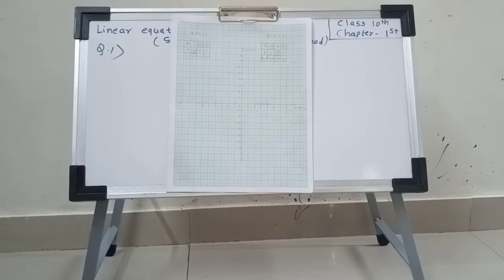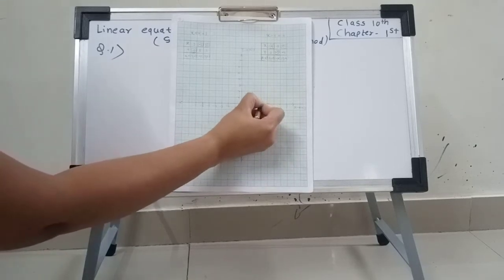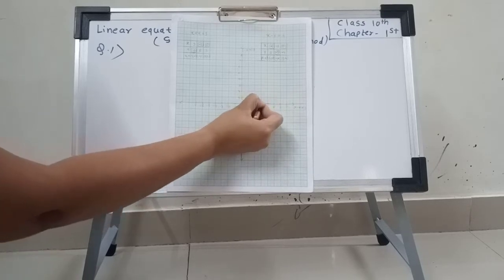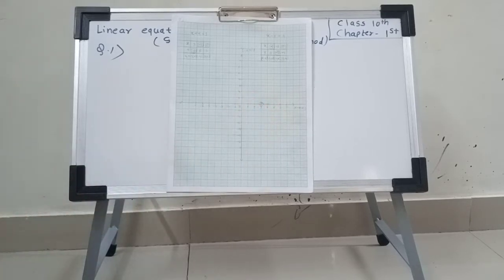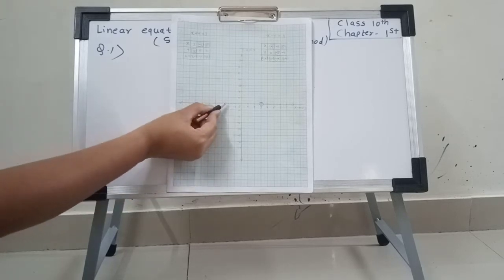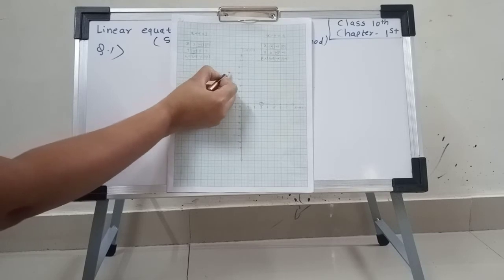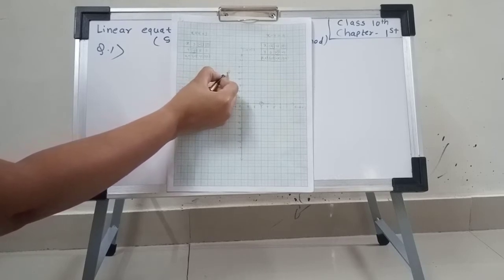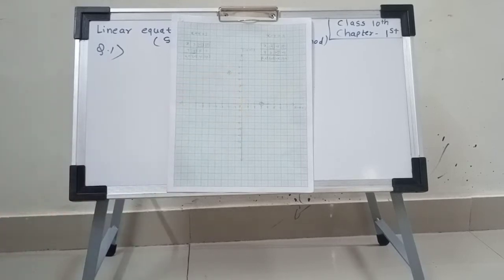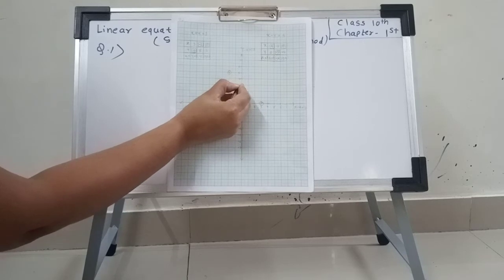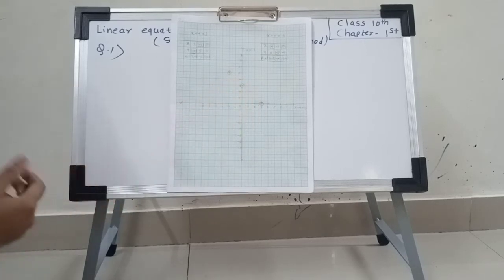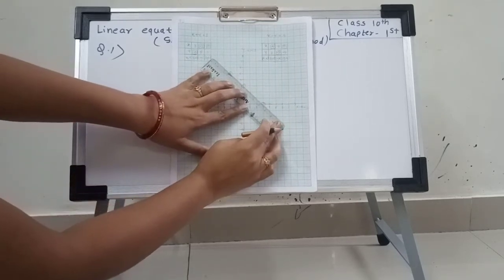Now our first point is 3, 0: x-axis 3, y-axis 0. Circle this point. Then minus 2: x-axis minus 2 and y-axis plus 5. Minus 2, plus 5, this is the point. Third point is 0, 3: x-axis 0 and y-axis 3. Here is our point. Now join these points for the first equation.